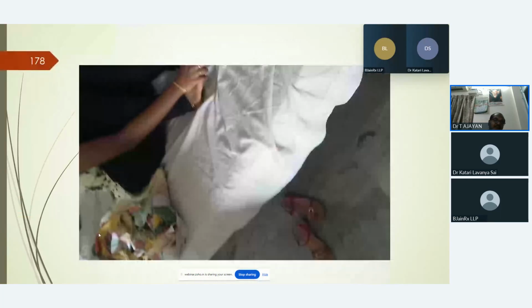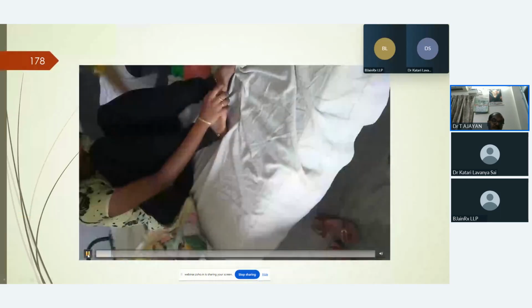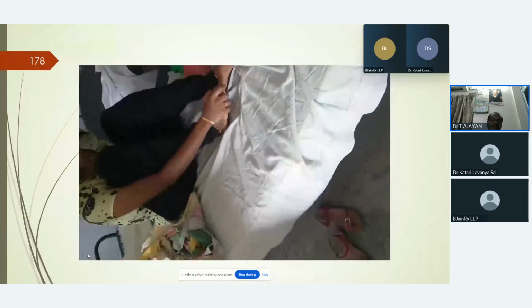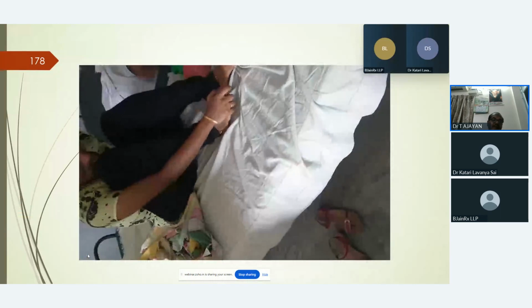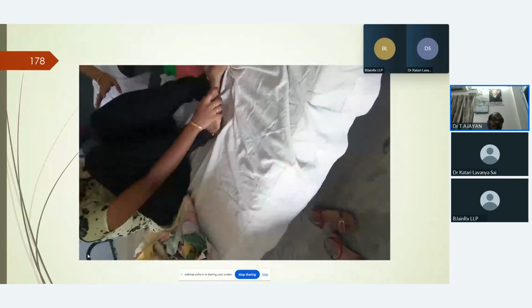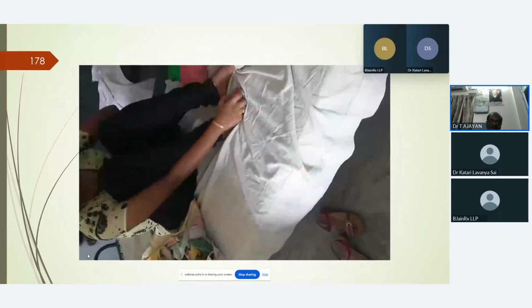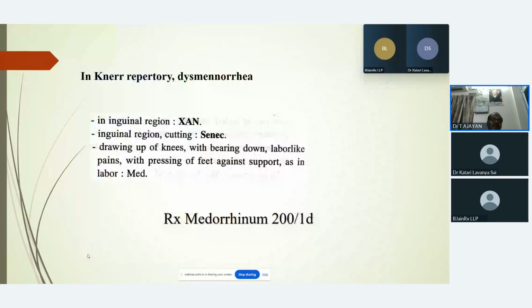appendicitis. Look here, one day one of our interns was suffering from dysmenorrhea. Look here, the girl, with the help of her right leg, so just look here. It's a presentation. Another rubric, we find in Mediterranean: drawing up knees with bearing down, labor-like pain, with pressing of feet against support as in labor.